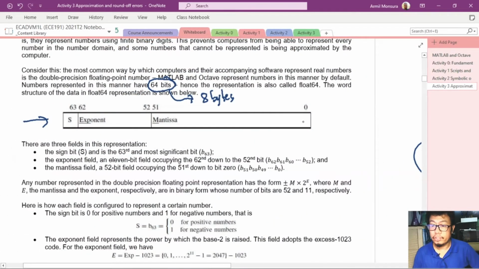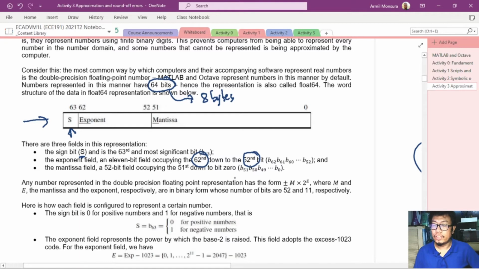The code word for your float 64 representation has 64 bits. And this is their composition. They are divided into three, with different lengths. Here we have a single bit, called the sign bit, S. Then we have an 11 bit exponent field, from the 62nd down to the 52nd bit.